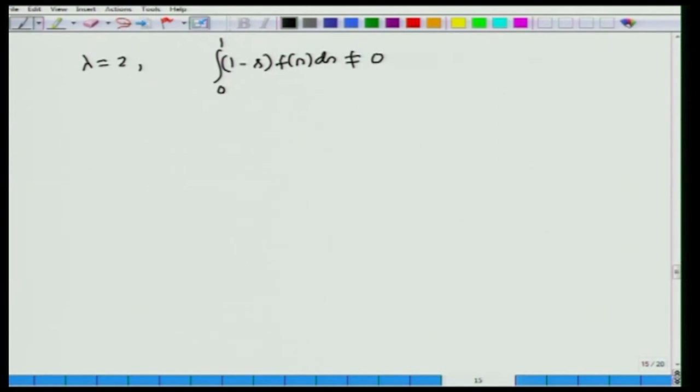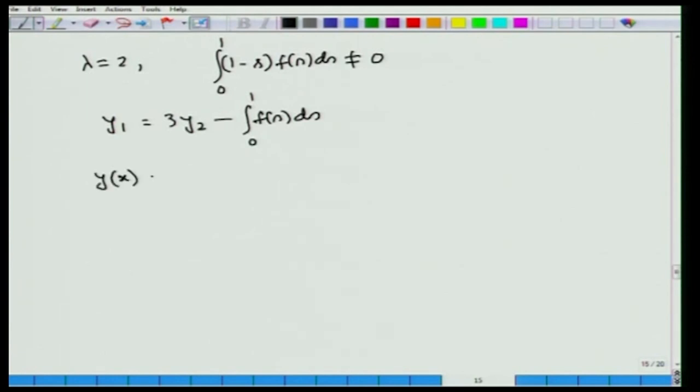And in case f(s) is orthogonal to 1 minus s within the range 0 to 1, that means integral 0 to 1 of (1 minus s) f(s) ds is equal to 0. In that case, we can write y1 is equal to 3 y2 minus integral 0 to 1 of f(s) ds. This is the result that comes up for y1.